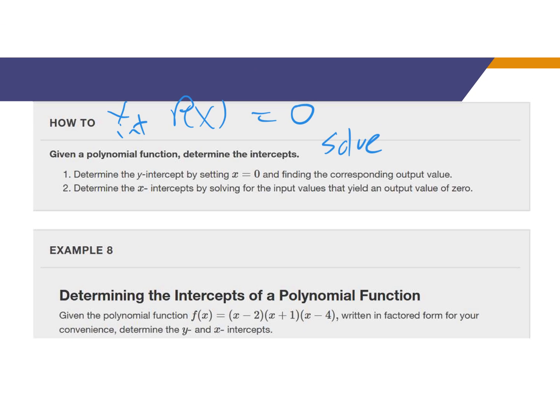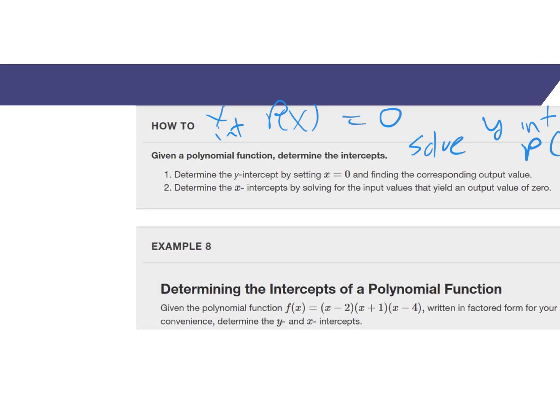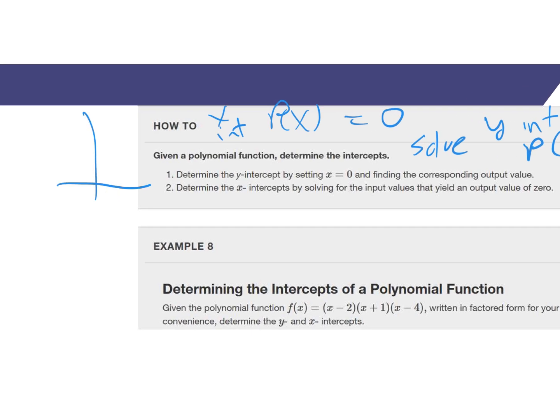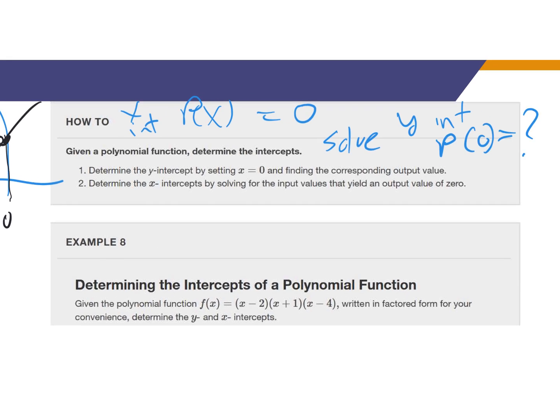For your y-intercept, then do p of 0 is whatever. That will find the y value that crosses. It's the same thing as your quadratic, because your y-intercept occurs when the x value is 0. So somewhere in here is your y-intercept. Somewhere in there. So that's what I'm doing right here.